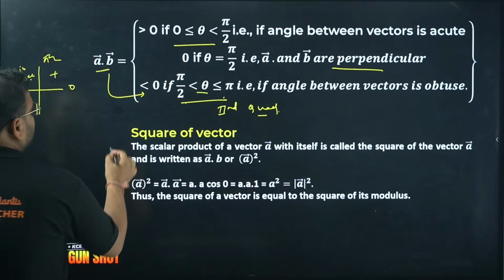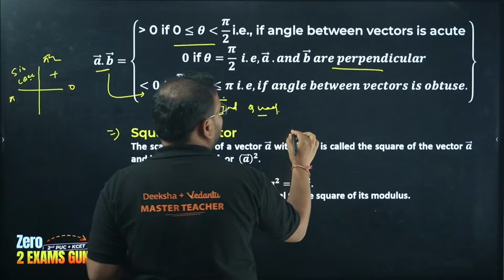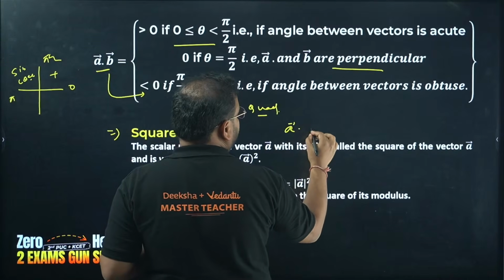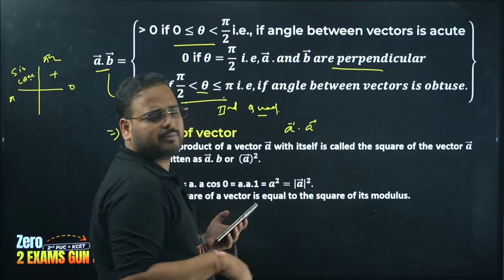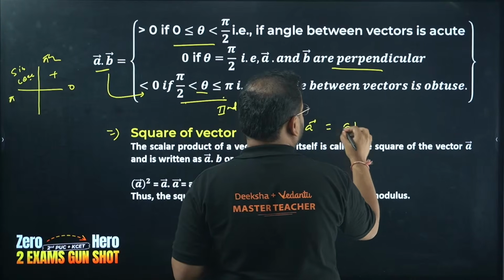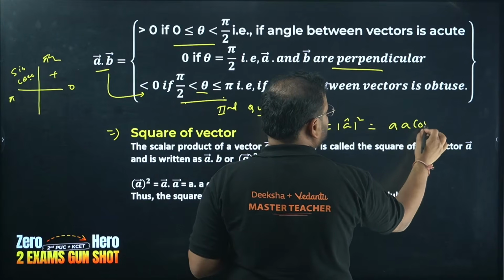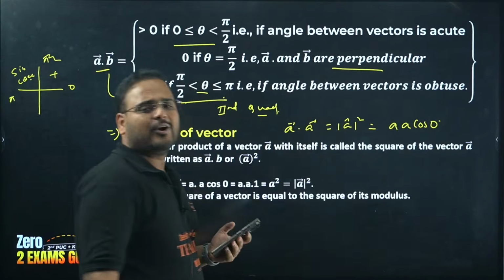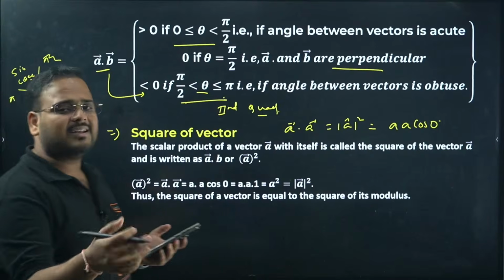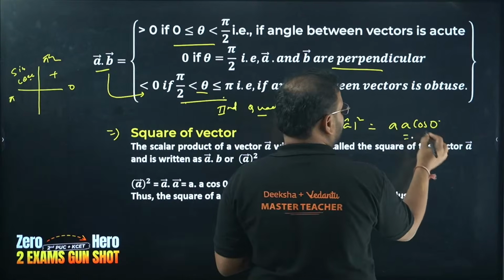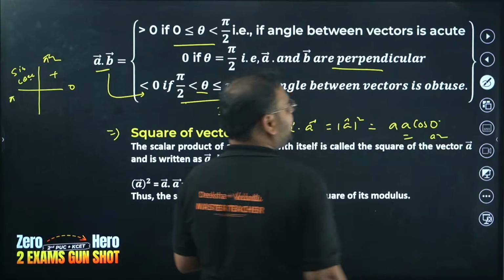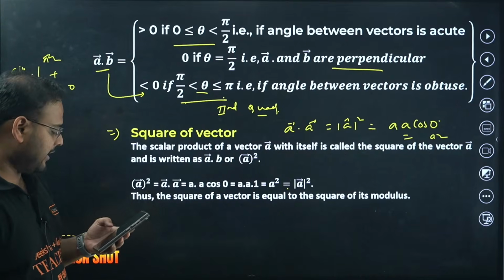Here, revise. Square of a vector means what? Square means you're going to multiply the vector by itself. A dot A. This is the meaning of A square. It will become |A||A| cos 0. The angle between the vectors is what? The angle between the vector and itself is 0. So cos 0 is 1, and the answer will be simply |A| square. A square means A dot A or |A|^2 cos 0.